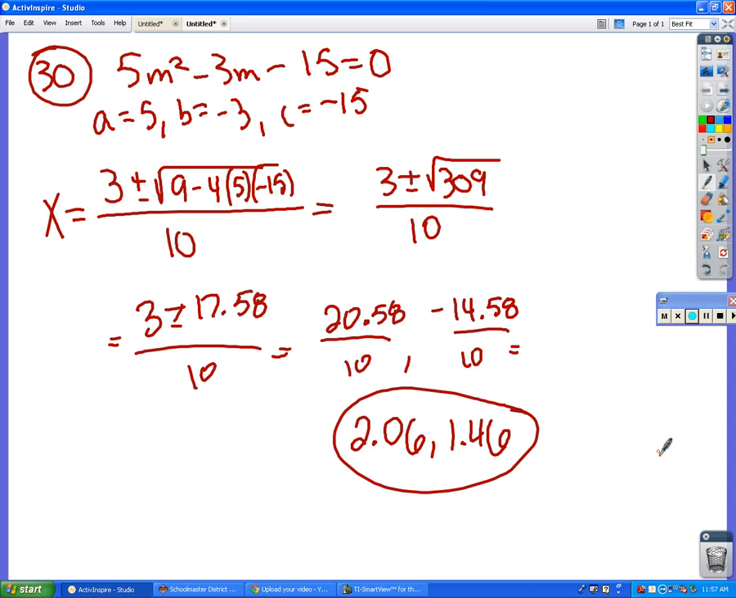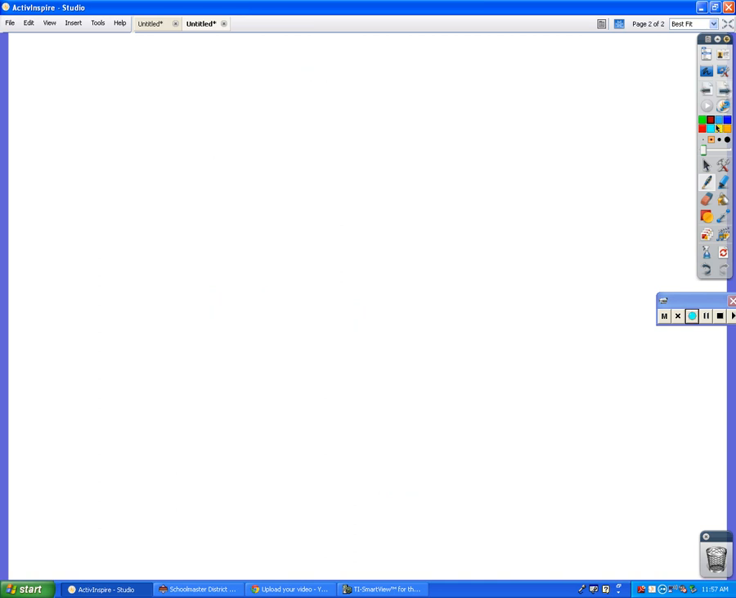And the fact that we got those funky decimals tells me that we could not have factored it. It would not have factored. I only did the 1 decimal, so is that okay? That's okay. 2.05 and 1.45. That's okay.